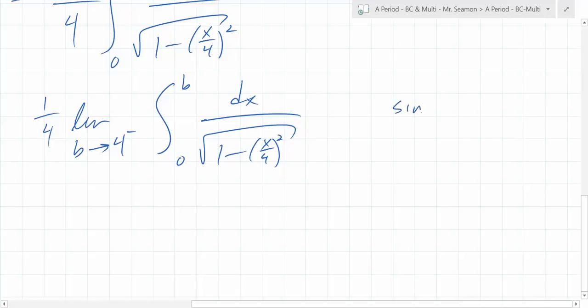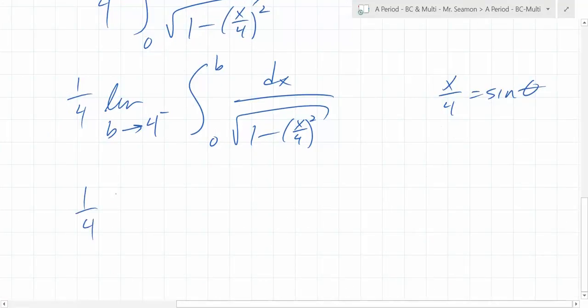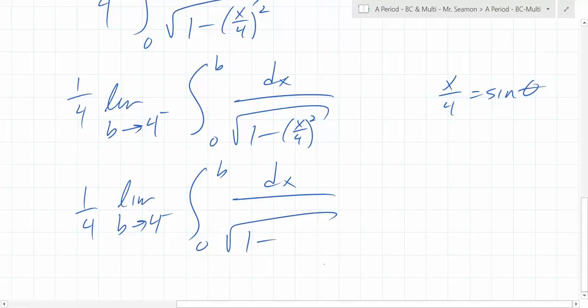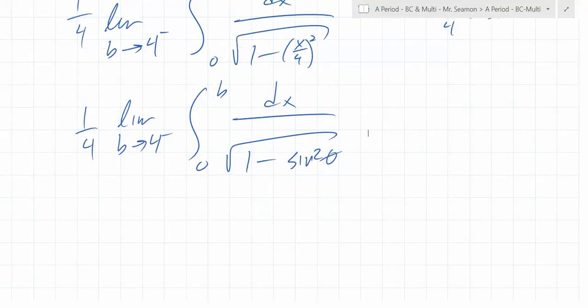In this case, how about x over 4 is equal to sine of theta? Why is that a nice substitution? Because when you substitute that in, you end up creating cosine squared, right? So you end up with 0 to b, dx over the square root of 1 minus sine squared theta, dx, right? Now, stop it. We're not done. This is messy right now because how many variables do you see in this integral? 2.